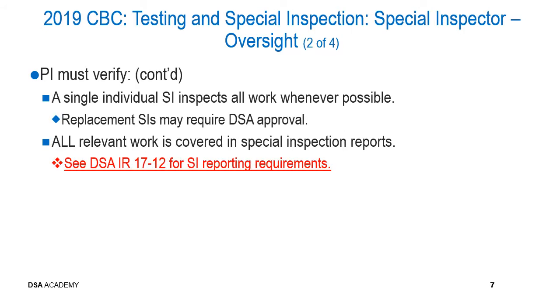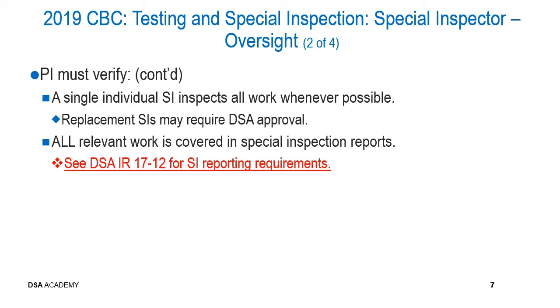The project inspector also needs to verify that a single individual special inspector inspects all the work when possible. So we always want to encourage the test lab to provide the same individual for all special inspections of each type of work. For example, welding, we'd want to have the same person doing all the inspection for the welding throughout. Dividing the responsibility for one type of special inspection between several individuals is really not what the code was intending.